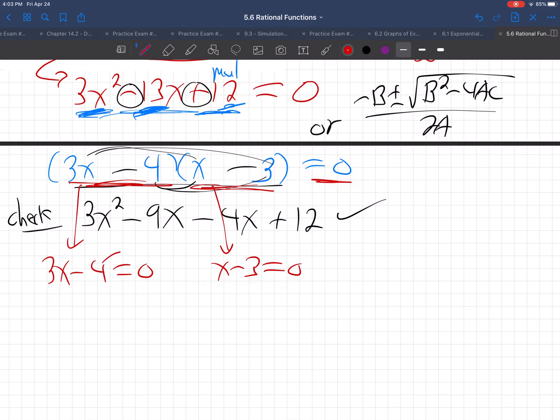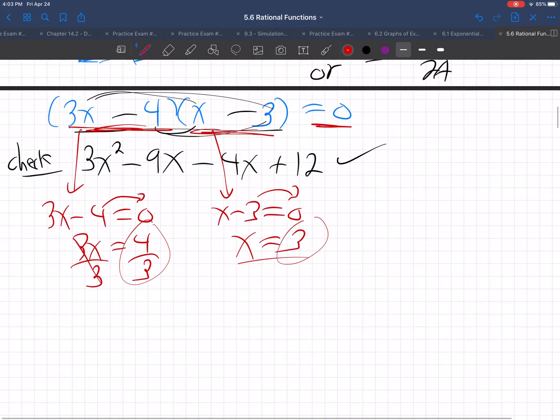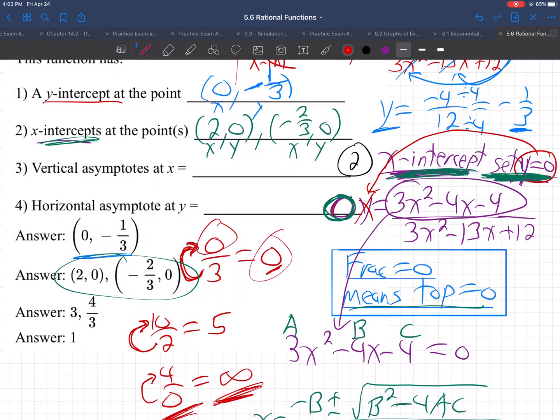Okay, so solve it. So jump the 4 over. 3x is 4, divide by 3. Move the 3 over, x is 3. So we got our two answers, 4/3 and 3. Those are the vertical asymptotes. So x is 4/3 and 3.